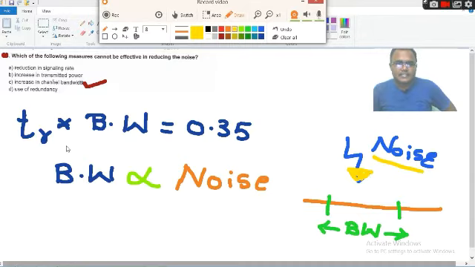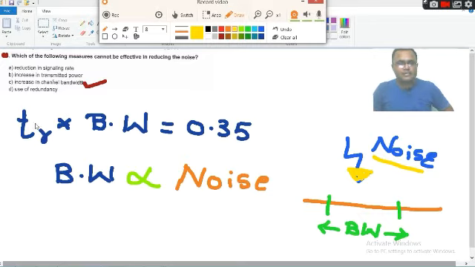The basic formula is: in any amplifier, the rise time into the bandwidth is always equal to a constant value. The constant value is 0.35. Here the rise time has the units of seconds and the bandwidth has the units of hertz. So the bandwidth is directly proportional to the noise. Whenever the bandwidth is more, there is a chance of more noise adding to the original signal, so the original signal can get more distortion. So it is always preferred to have less bandwidth, so that the noise introduced in this range can be minimized.